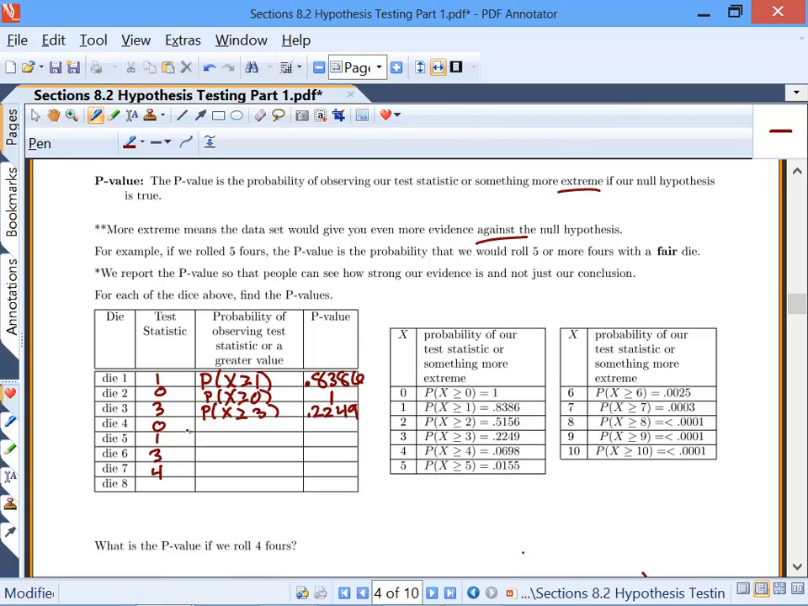Let's see, we've already done the 0, we've already done a 1, we've already done a 3. Let's do the probability that x is greater than or equal to 4. So that is 0.0649. So the probability that we get 4 or more 4s is 6.5%. Not super likely, but I could still believe that it could happen. So I'm still going to have to go with my die could be fair.